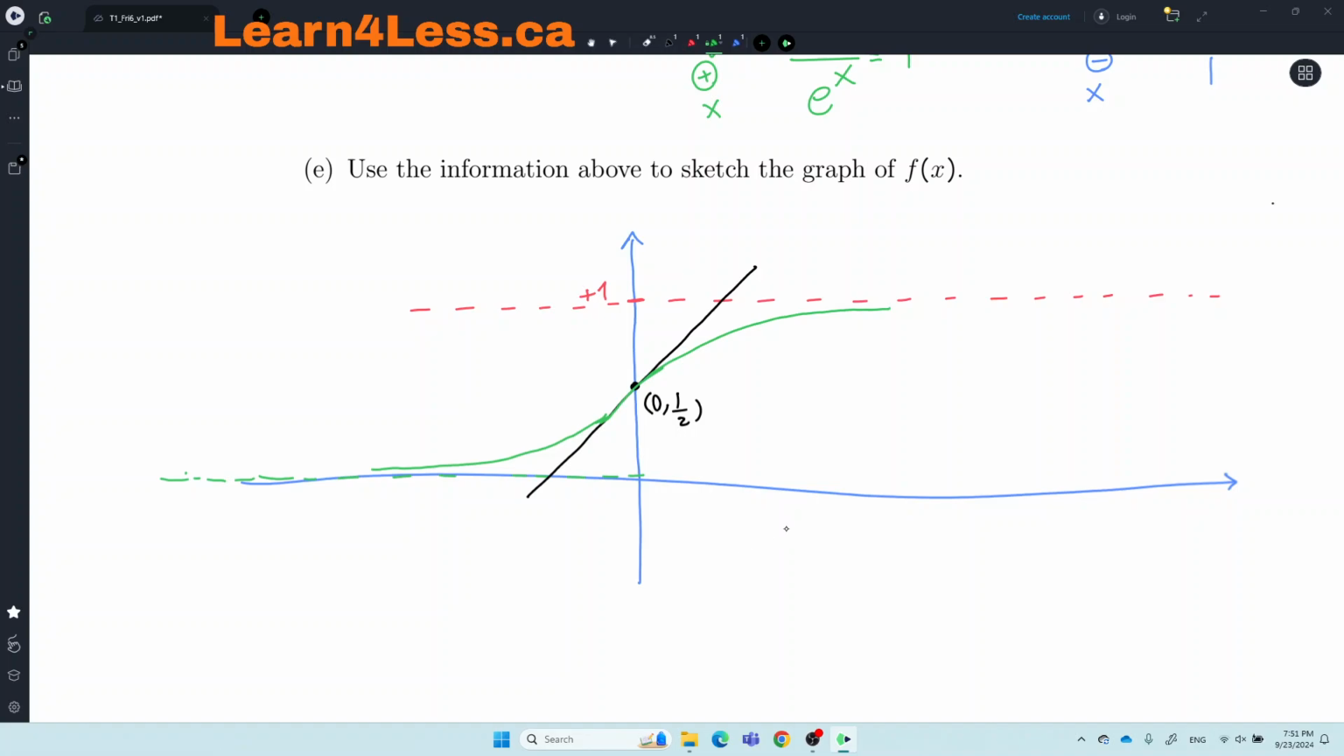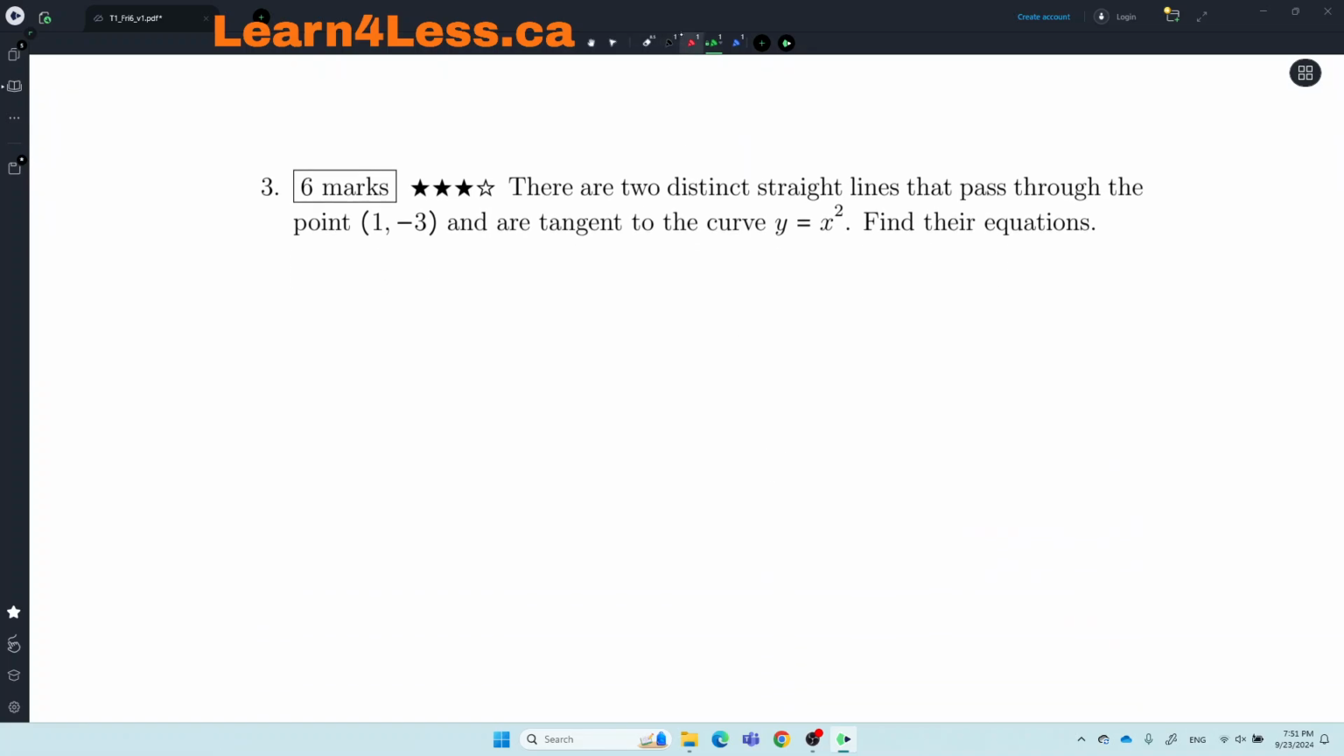Perfect. Let's move on to the next question and the last question of this midterm. In this question, we are told that there are two distinct straight lines that pass through the point (1, -3), and those lines are tangent to the curve y equals x squared. And now we are asked to find the equation of those two lines.